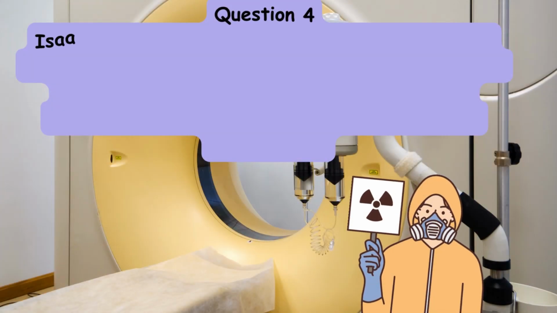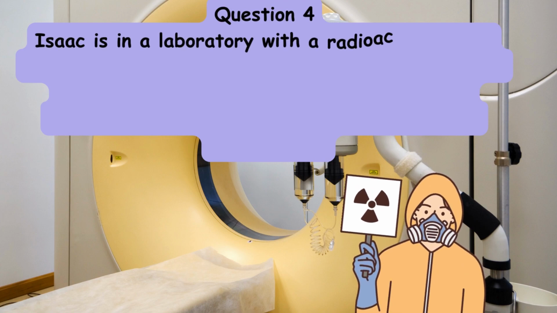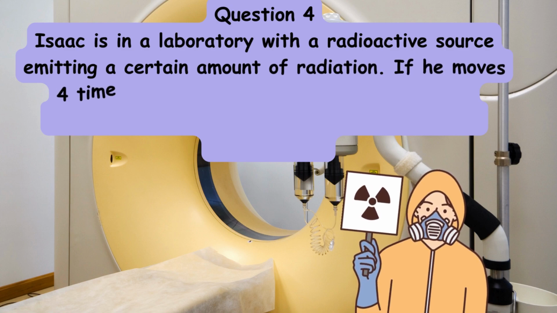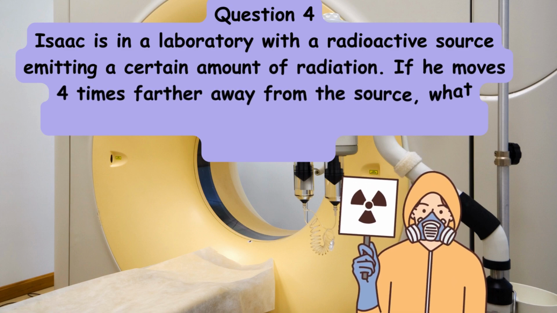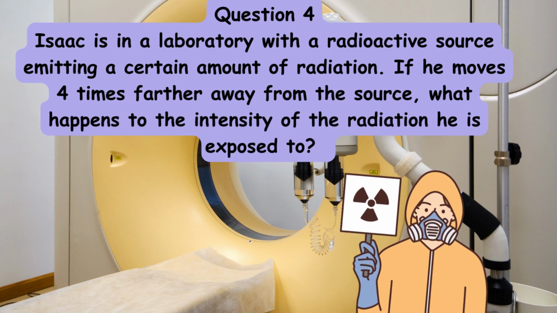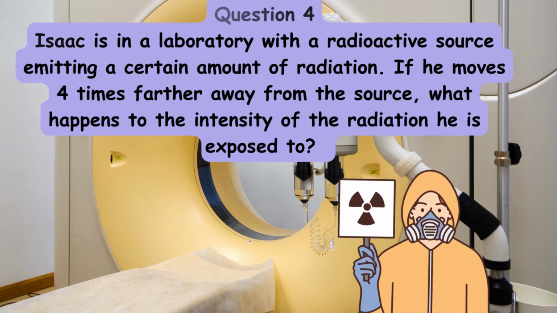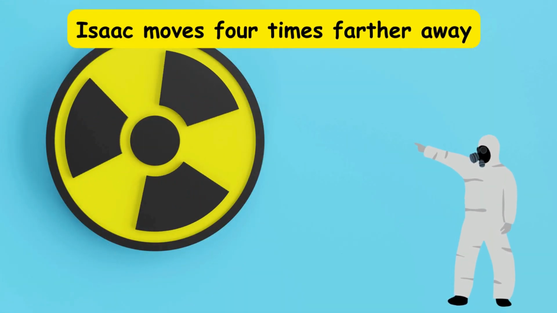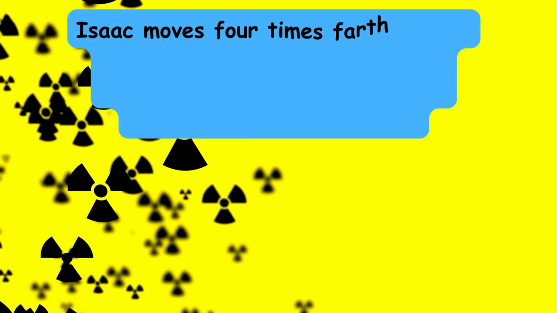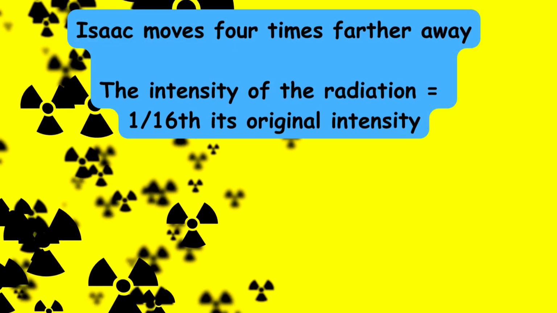Question 4. Isaac is in a laboratory with a radioactive source emitting a certain amount of radiation. If he moves 4 times further away from the source, what happens to the intensity of the radiation he is exposed to? When Isaac moves 4 times further away, the intensity of the radiation will be equal to 1/16 its original intensity.